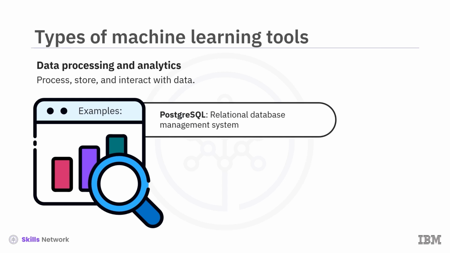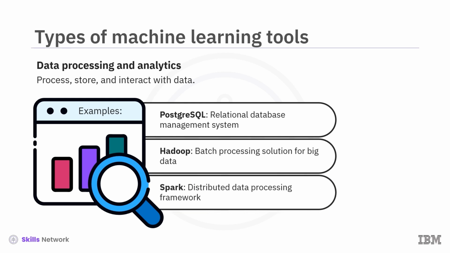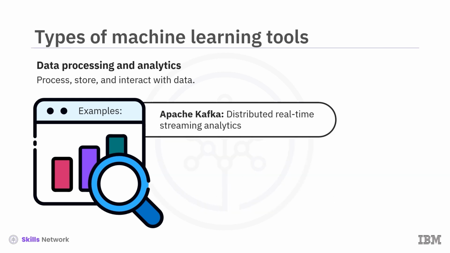Here are some examples. PostgreSQL is a powerful open-sourced object relational database system based on SQL, a language designed for storing, manipulating, and retrieving data in databases. Hadoop is an open-source, highly scalable disk-based solution for storing and batch processing massive data. Spark is a distributed in-memory data processing framework for real-time big data processing. It supports data frames and SQL and is faster and easier to use than Hadoop. Apache Kafka is a distributed streaming platform for building big data pipelines and running real-time analytics.